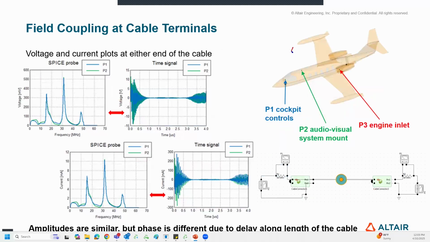And looking at the voltages and the currents induced into the cables, you can see that the measured voltages and currents at the 2 cable terminals are the same in magnitude. However, the phase is different because of the delay along the length of the cable.